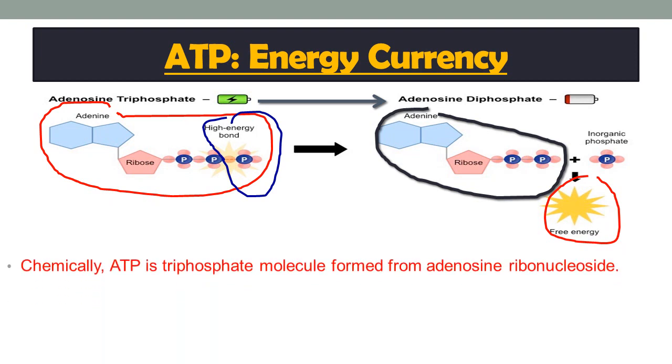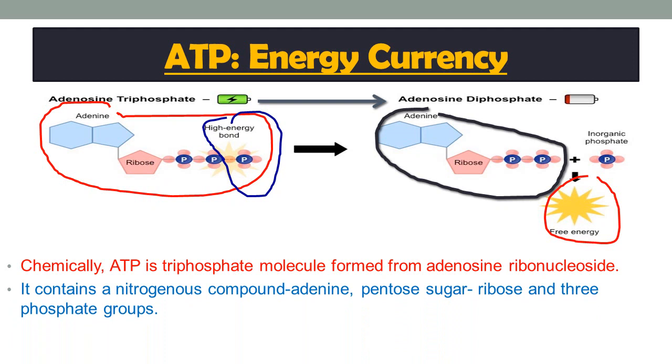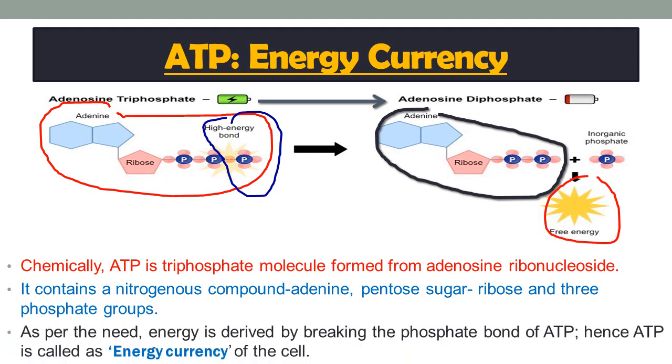And students, chemically ATP is a triphosphate molecule formed from the adenosine ribonucleoside, and it contains a nitrogenous compound, that is adenine, a pentose sugar, that is a 5 carbon sugar, which means ribose, and 3 phosphate groups. As per the need, energy is derived by breaking the phosphate bond of ATP. That means one phosphate bond will be broken down and energy will be produced, and hence ATP is called the energy currency of the cell. That means whenever energy is needed by the body, it is produced in the cell.